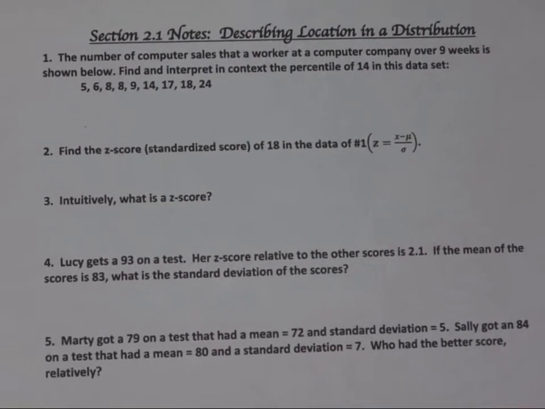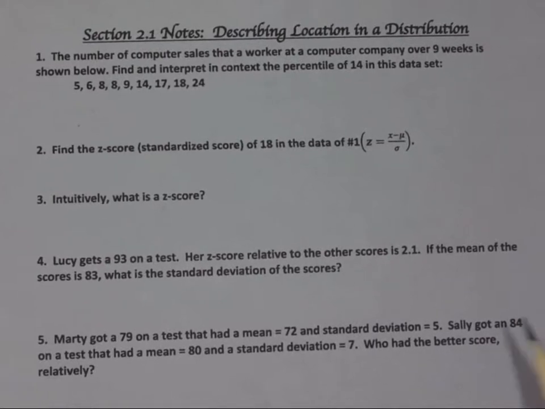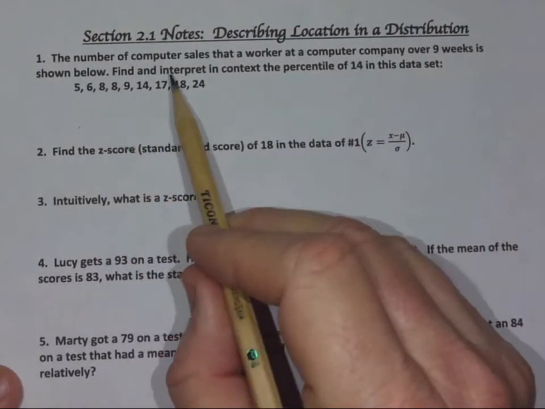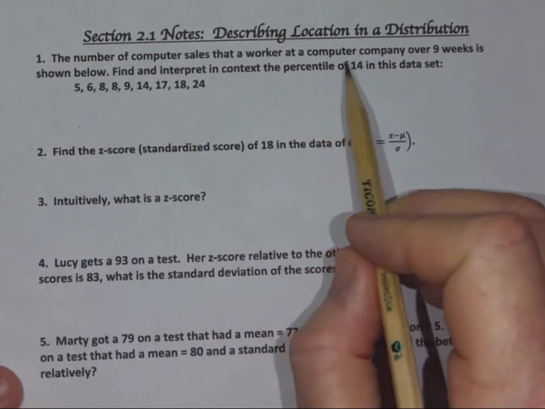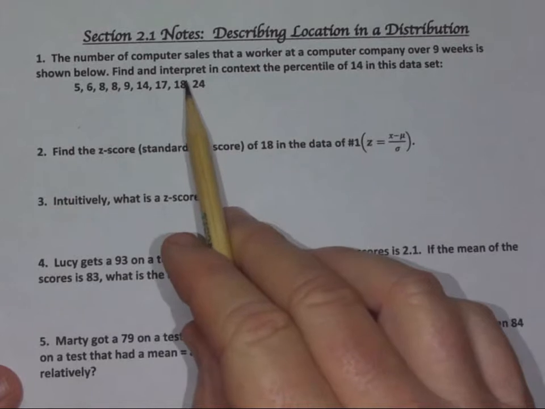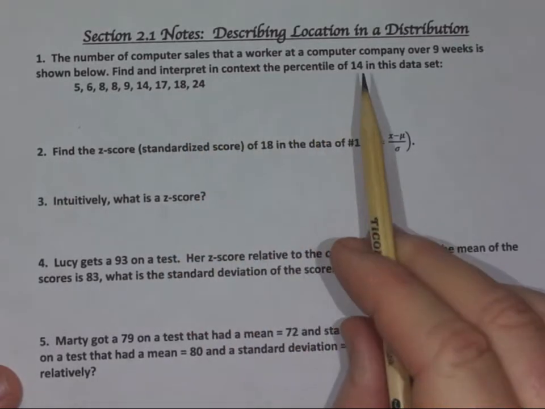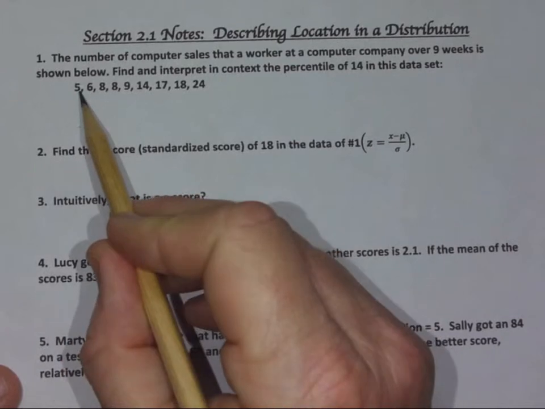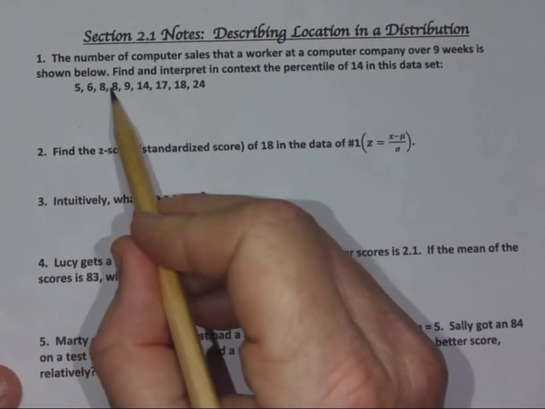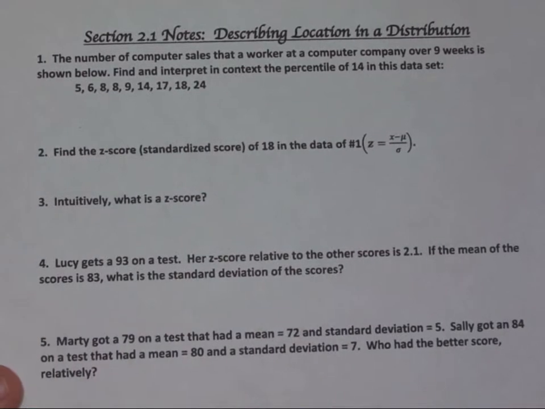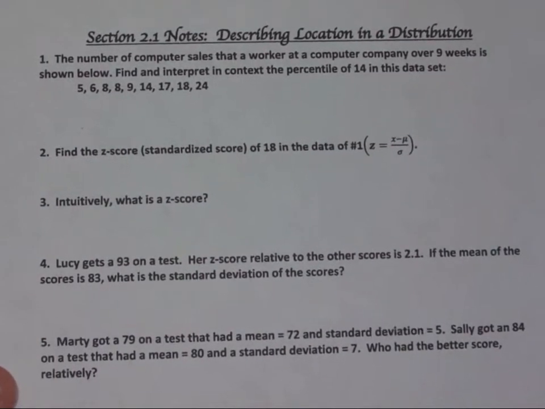So first of all, let's look at number one here. Our context is the number of computer sales that a worker at a computer company made over 9 weeks, shown below. Find and interpret in context the percentile of 14. So we've got 9 weeks here. This is the number of computers that this worker has sold in those 9 weeks, which are nicely put in order for us. If they weren't in order, you'd need to put them in order to get the percentile.